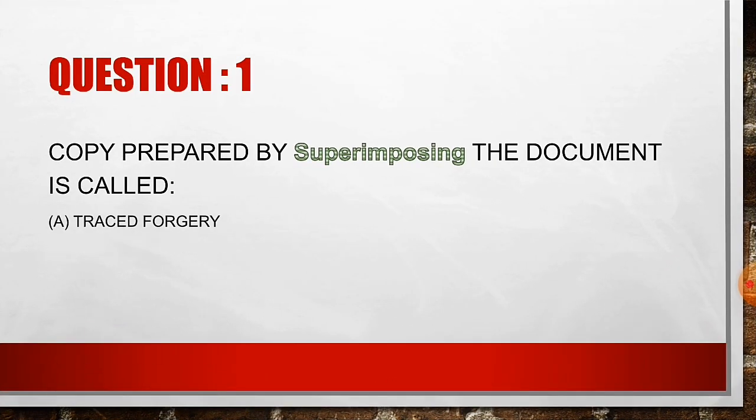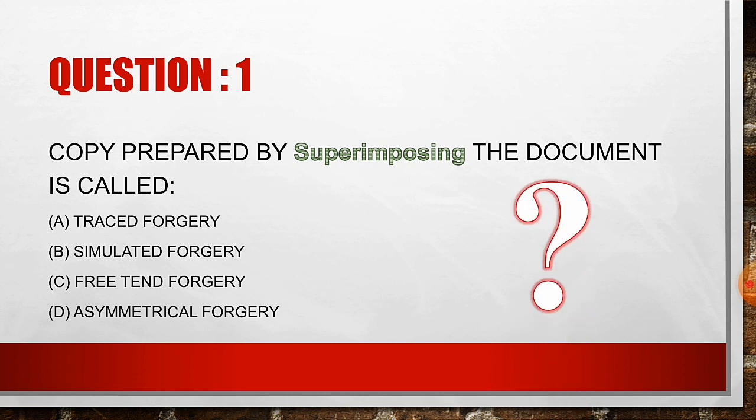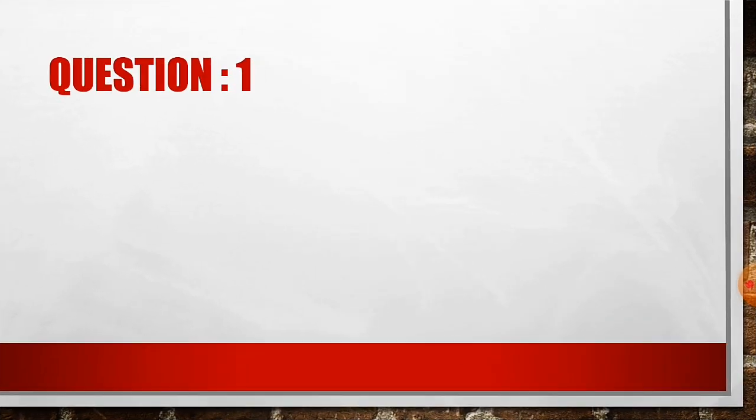Let us start our first question. Copy prepared by superimposing the document is called what? The options are traced forgery, simulated forgery, freehand forgery, or asymmetrical forgery. What will be the answer? Guess. Let us see each and every option in detail.